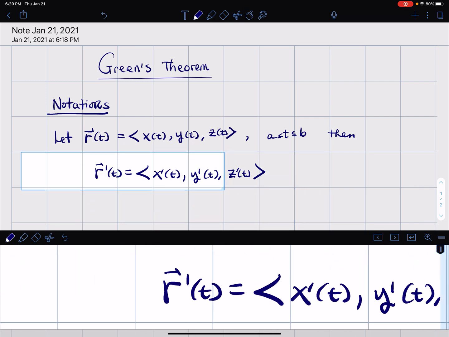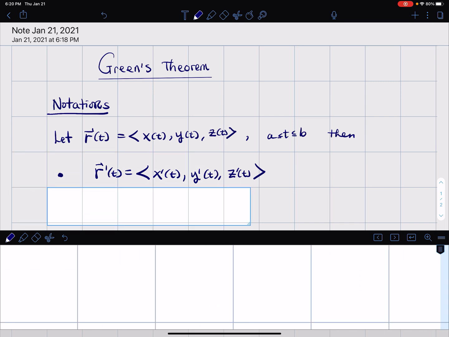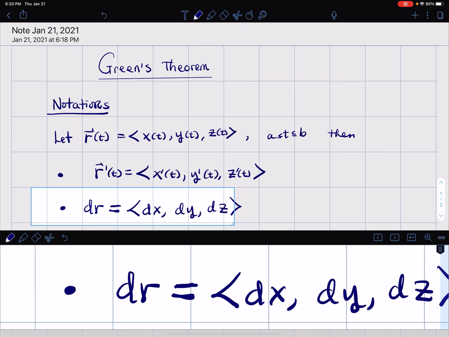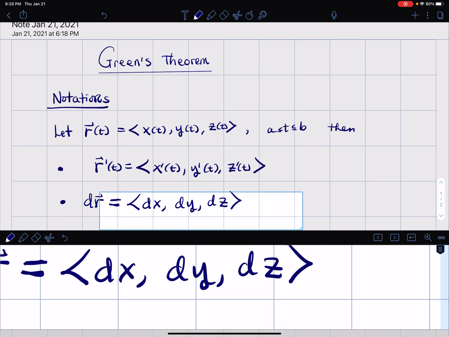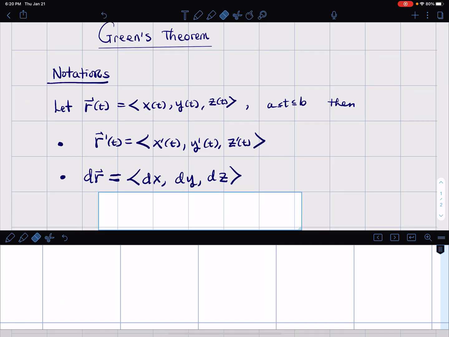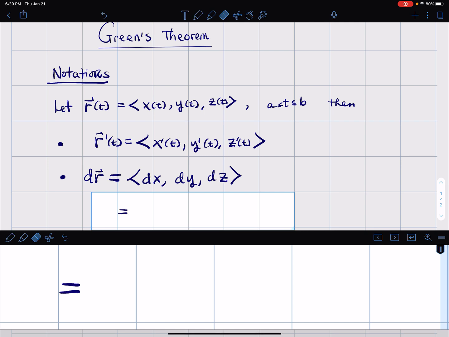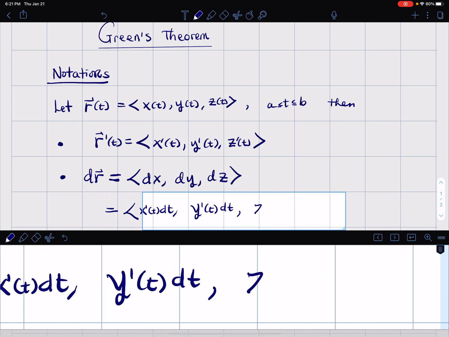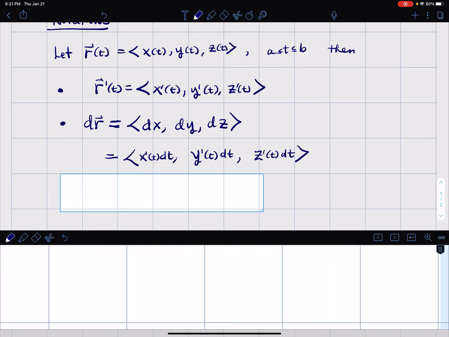All right, so this is one notation. Another notation is this: the dr is the same thing as dx, dy, dz. But what is dx, dy, dz? Dx can be written in terms of x prime of t as x prime of t dt. Dy is y prime of t dt, and dz is z prime of t dt. Okay, so these are the notations.